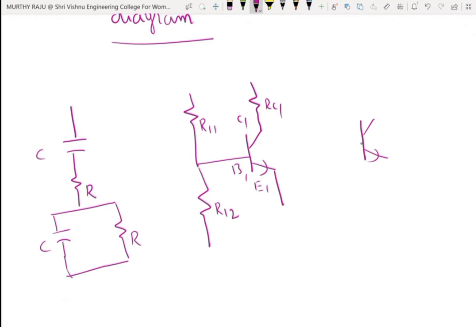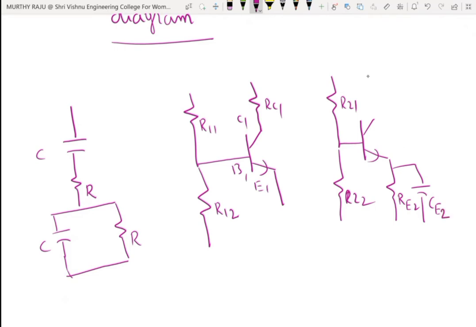Next one. This is stage 2, with R21, R22, RE2, CE2, and RC2. This is the coupling capacitor C2. The output is V0.